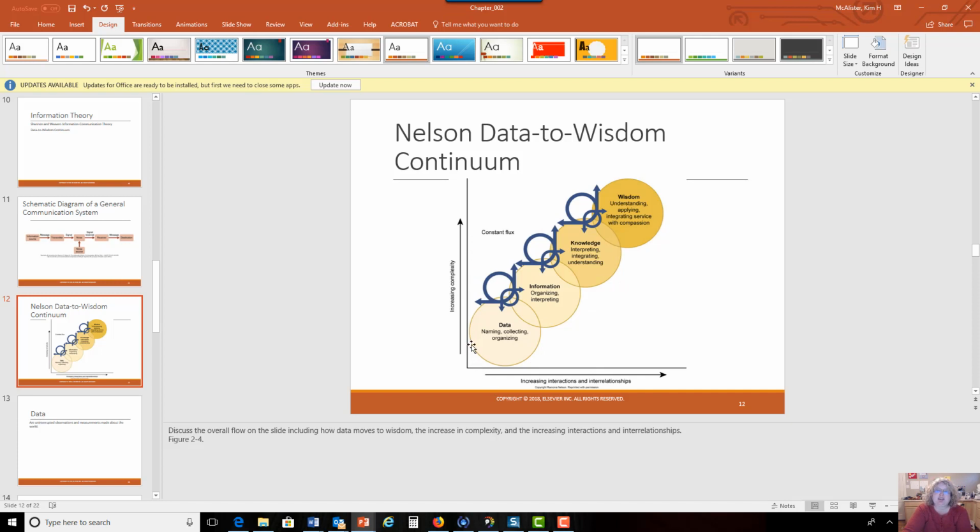So we have an increasing complexity of information, but we also have increasing interactions of interrelationships. So as you go up this way in the continuum, you can see that all of these pieces interact with each other. So you have data that interacts with information. The data has to be organized and interpreted, and then the information, you have to have someone who uses knowledge to interpret and integrate it into the patient's care. And also you have to have a certain amount of understanding. And then you need wisdom to apply it.